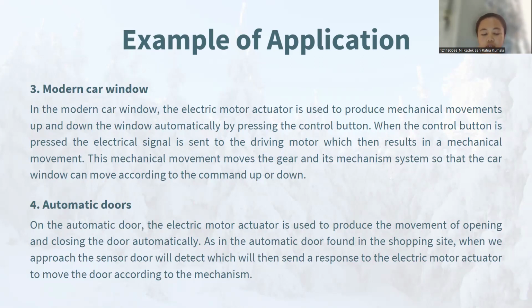For automatic doors. On the automatic door, the electric motor actuator is used to produce the movement of opening and closing the door automatically. As in the automatic door found in the shopping site, when we approach, the door sensor will detect, which will then send a response to the electric motor actuator to move the door according to the mechanism.